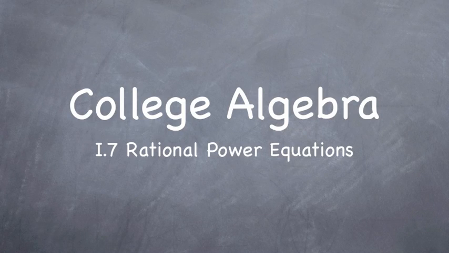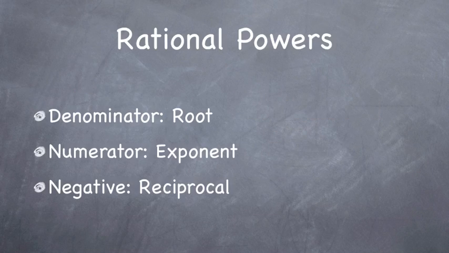This is lesson 1.7 on rational power equations. Just as a reminder, remember when we say the word rational, we basically mean a fraction. So 2/3, -5/7, these are all fractions. Whenever we raise a number to a rational power, each of those numbers means something pretty specific.